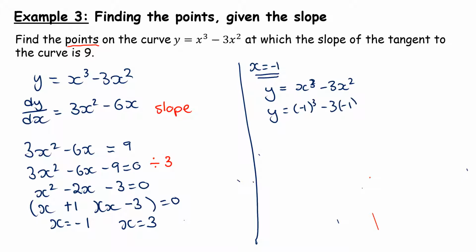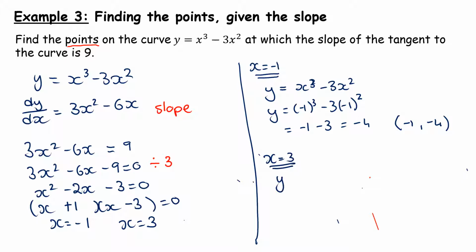Minus 3 minus 1 squared. That gives me minus 1 minus 3, and that gives me minus 4. So my point is minus 1, minus 4. So my second point, x equals 3.